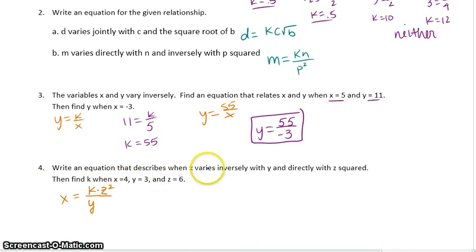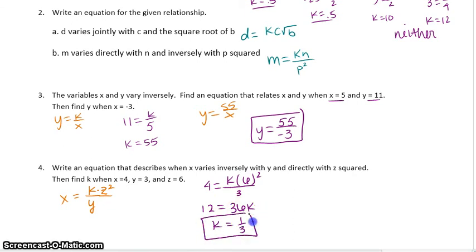So let's plug everything in. So we have 4 equals k times 6 squared all over 3. Multiply both sides by 3, we get 12. 6 squared is 36, and that's multiplied by k. So we know our k is 1/3. And that is our final answer.